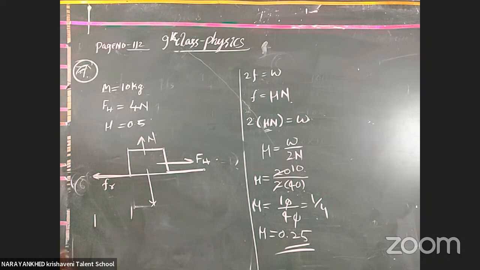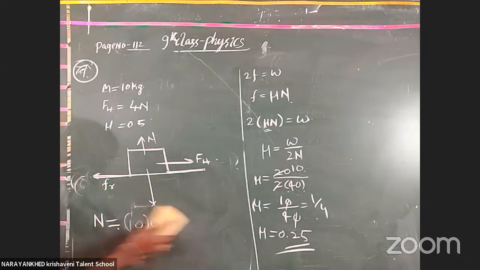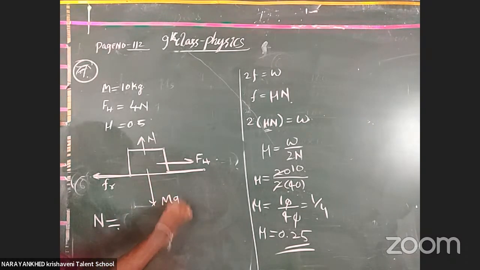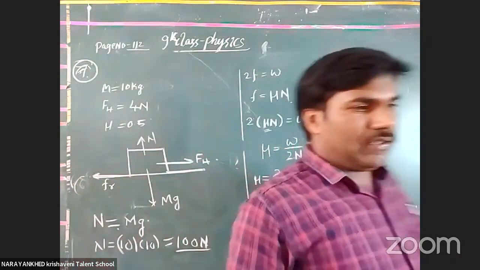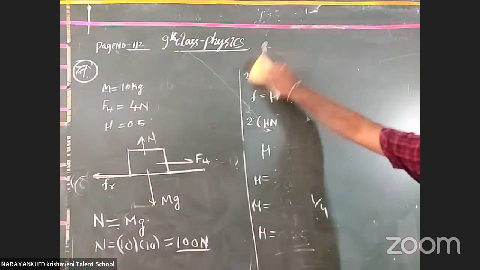First we have to find out the weight of this particular body. They gave 10 kg, and the acceleration due to gravity g is equal to 10. N is equal to mg. Here N is equal to m into g, which is 10 into 10, that becomes 100 newtons. Now what is the weight of it? Weight is taken as 100 newtons.